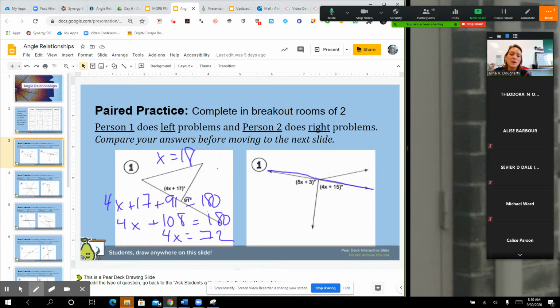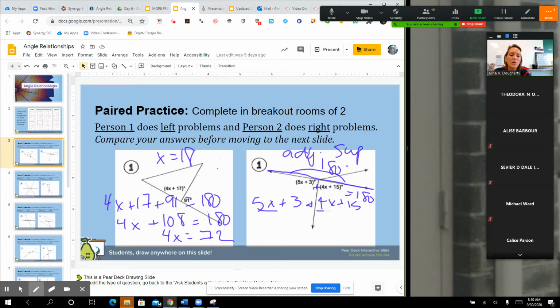It's a straight line. They are adjacent. They are supplementary. So using those vocabulary words, we're going to add them and set them equal to 180 because we know that a straight line equals 180 degrees, right? So 5x plus 3 plus 4x plus 15 equals that 180.